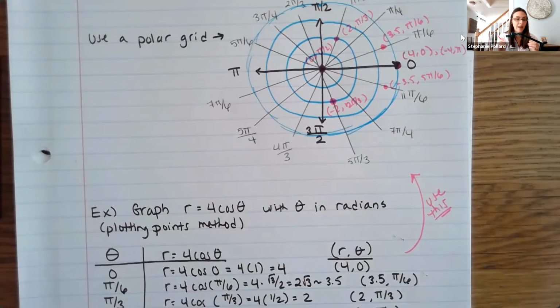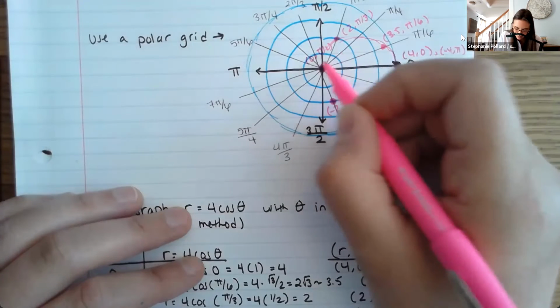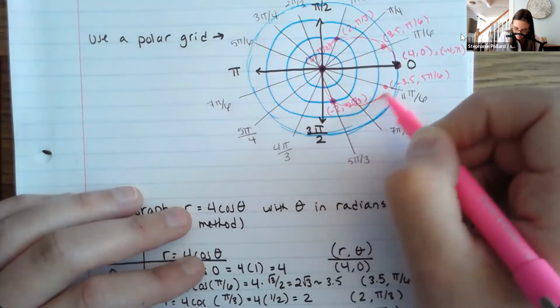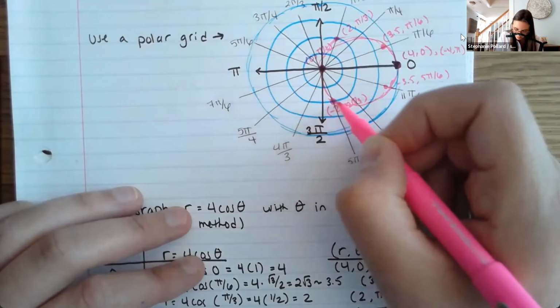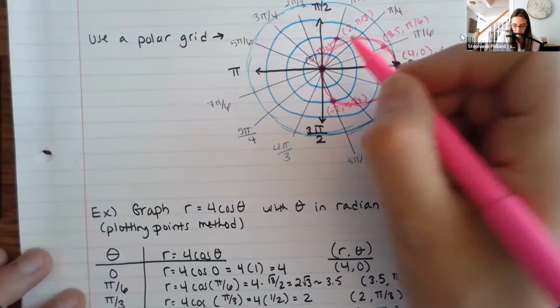Keep in mind, I do this by hand, so it really doesn't look very good. I'll show you what it looks like in the book in a second. But it's supposed to be a circle. So that is my picture here.